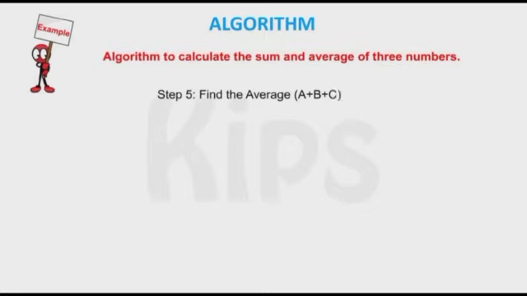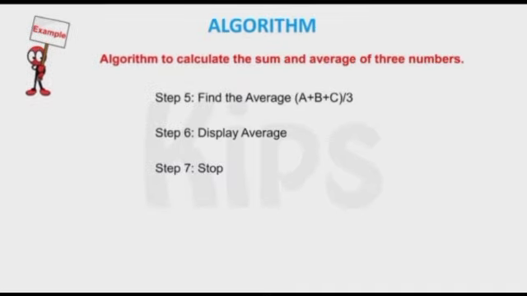Step 5: Find the average, A plus B plus C divided by 3. Step 6: Display the average. Step 7: Stop.